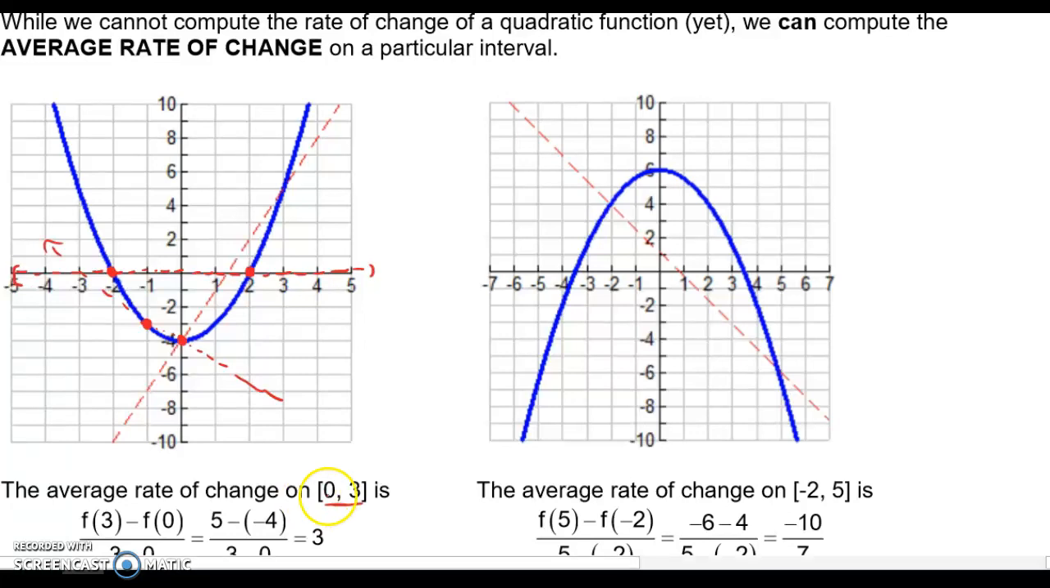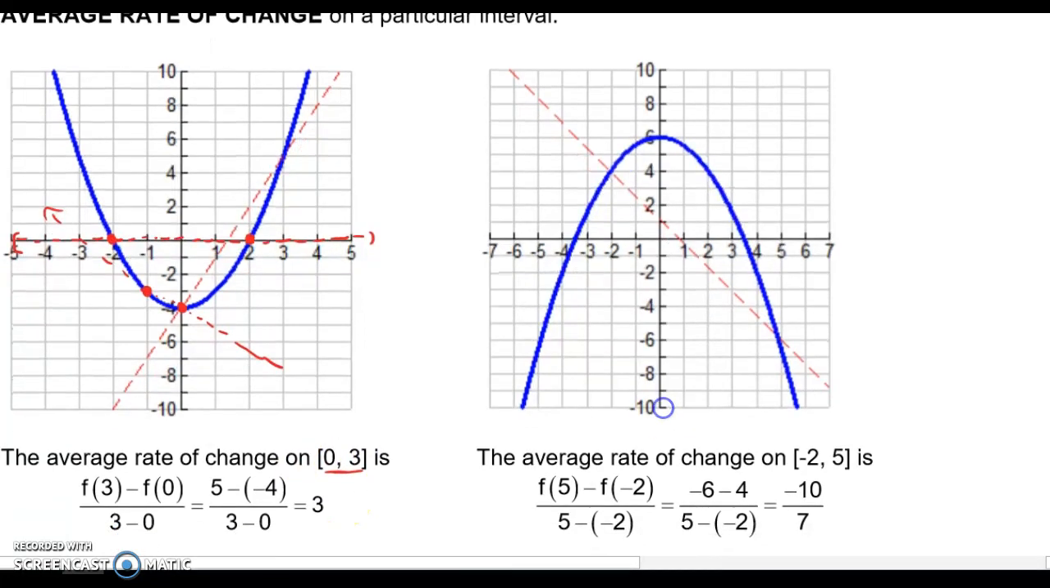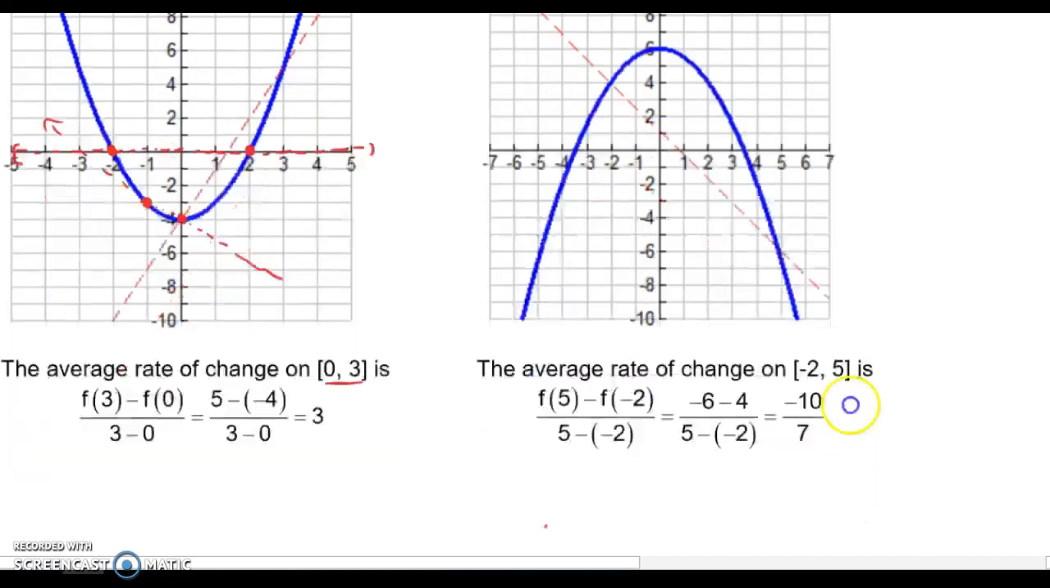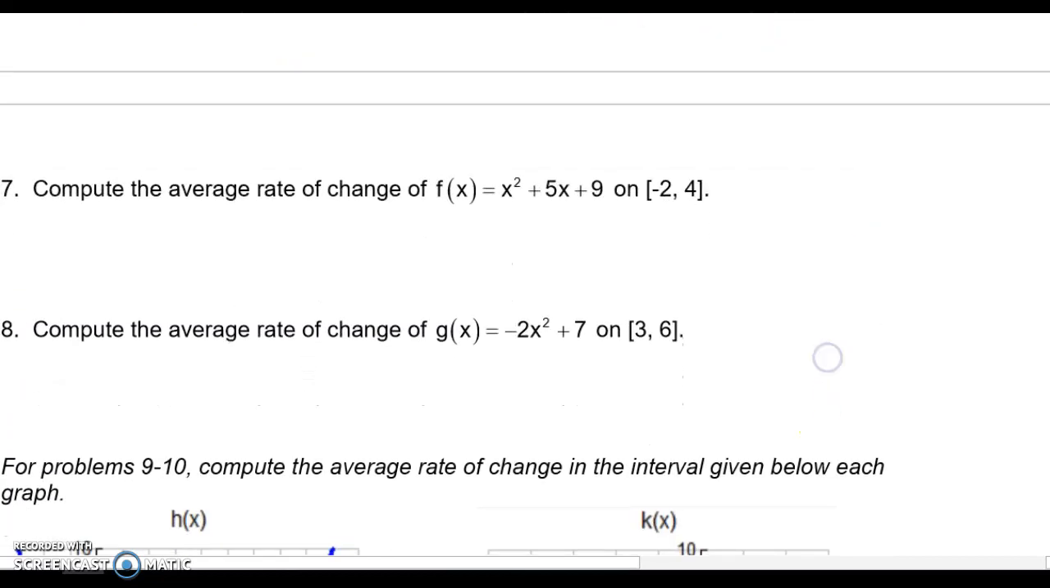And the points are going to be found by using that interval. So from 0 to 3, we had a slope of 3. On this graph over here, from -2 to 5, we had a slope of -10 over 7, a rate of change of -10 over 7. So when we do a problem like this on a quadratic, it doesn't really change anything. We're still going to find the value of A, the value of B, and then find f of B minus f of A.